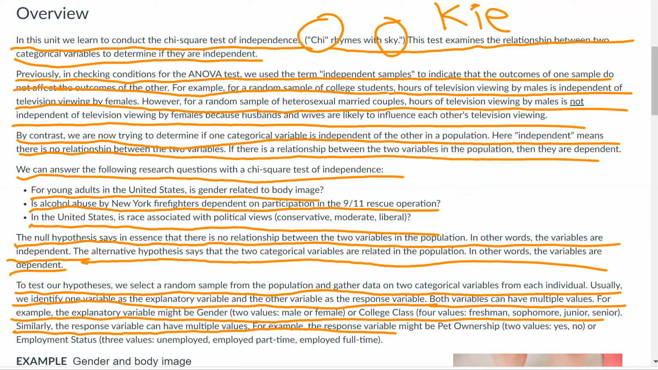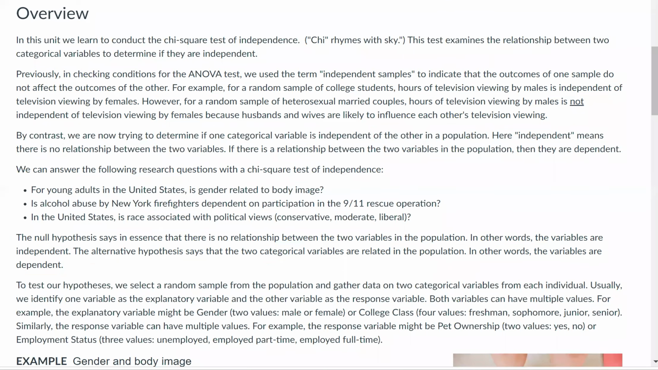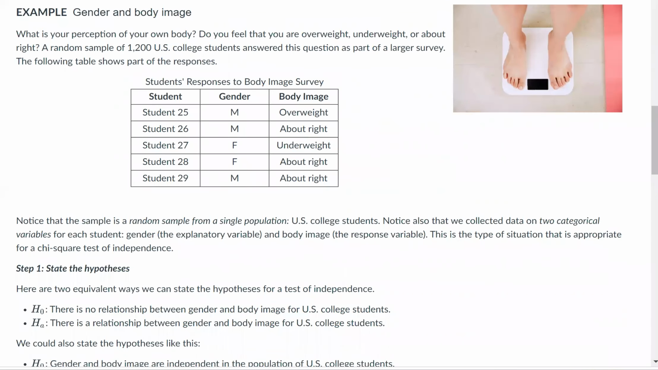For example, the response variable might be pet ownership, 2 values, yes or no: yes, I do own a pet, or no, I don't own a pet. Or employment status, 3 values: unemployed, employed part-time, employed full-time. Those would all be categorical because you cannot measure them with numbers. You measure them with a category or a phrase or word.